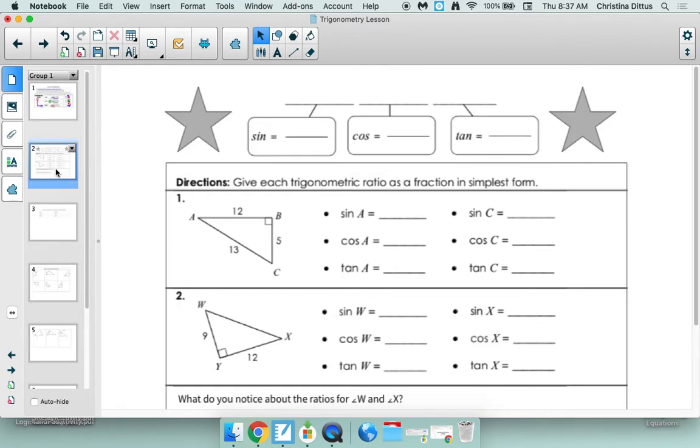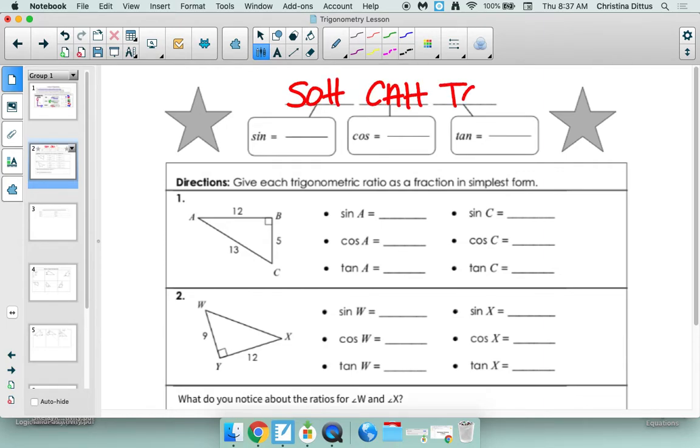We have this little saying. The saying goes, SOH CAH TOA. And we use those letters specifically because they mean something. The SOH stands for sine equals your opposite over your hypotenuse.